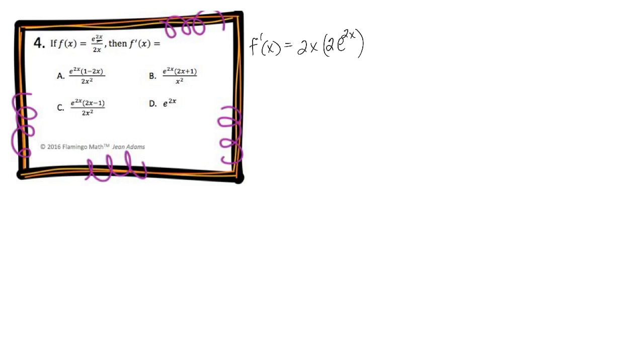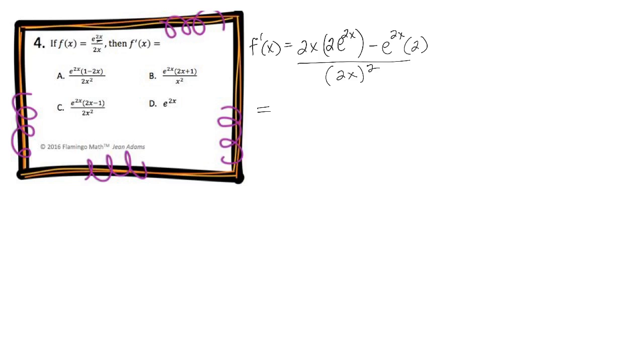So there's the bottom times the derivative of the top, and then we're going to do minus top, so e to the 2x, times the derivative of the bottom, and this is all over bottom squared. Okay, and so let's see, what else can we do with this? Looks like we've got some simplifying.